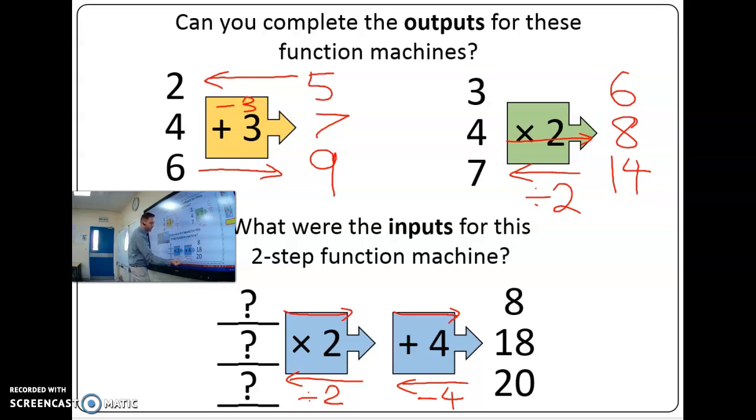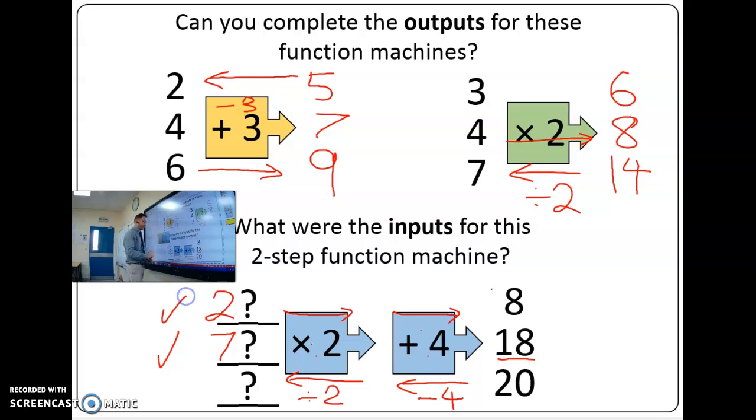So let's take this top one. 8 minus 4 is 4. 4 divided by 2 is 2. Let's just check it works. 2 multiplied by 2 is 4, plus 4 is 8. Let's try the next one. 18, take away 4 is 14. 14 divided by 2 is 7. Let's check it works. You can always check these things work. 7 times 2 is 14. 14 plus 4 is 18.